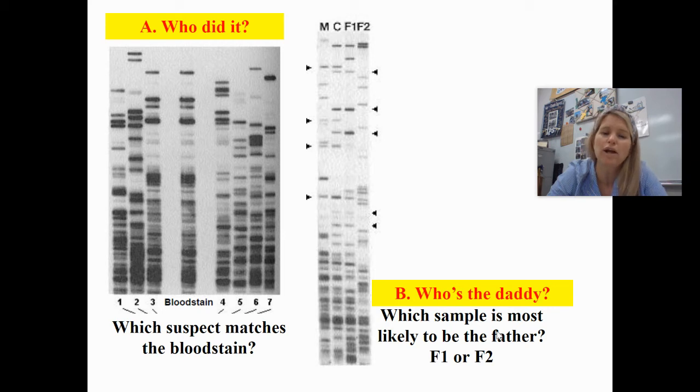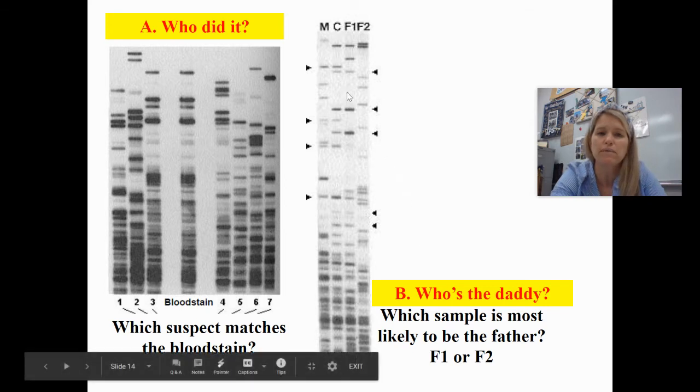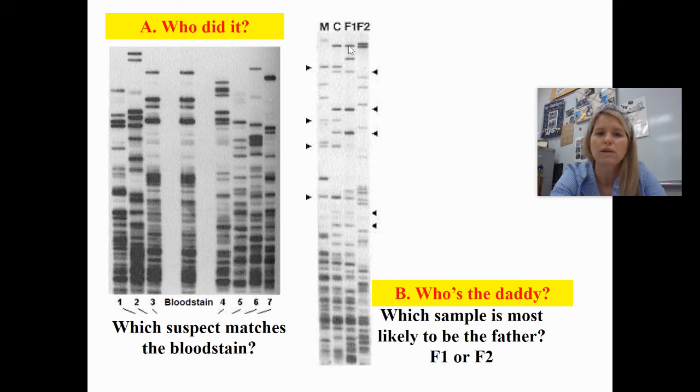Remember, the child can have lines from the mother and the father. The M up here is the mother, and F1 is a father and F2 is a father. So here's a child that matches up with father 1. Here's a child that matches up with the mother. This is a child that matches up with father 1. It's got to be father 1, right?